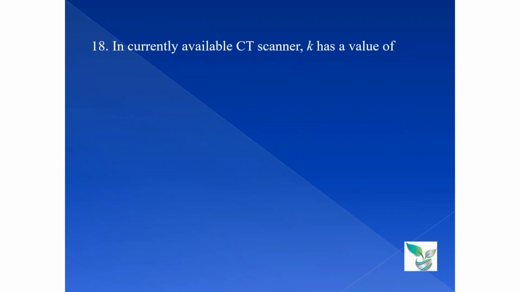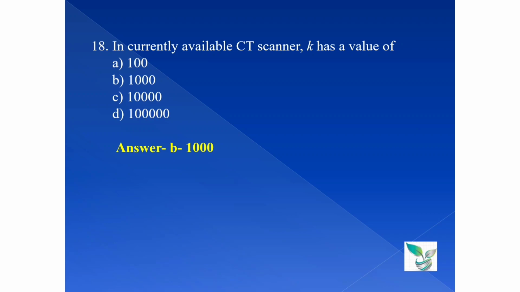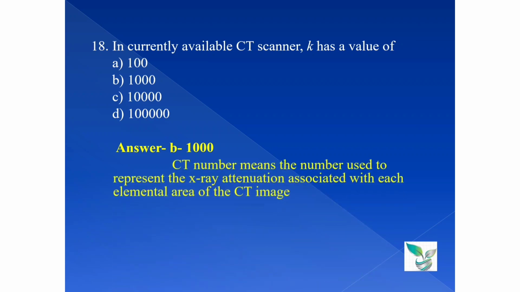Moving on to the next question, question number 18. In currently available CT scanners, K has a value of: option A 100, option B 1000, option C 10,000, and option D 1 lakh. The answer is option B 1000. So let's see the explanation.